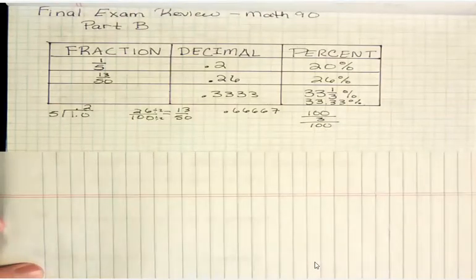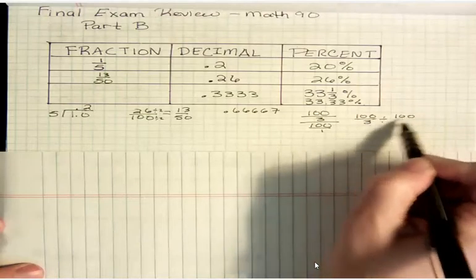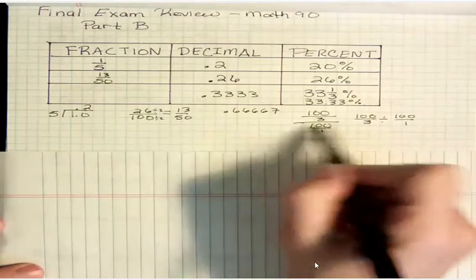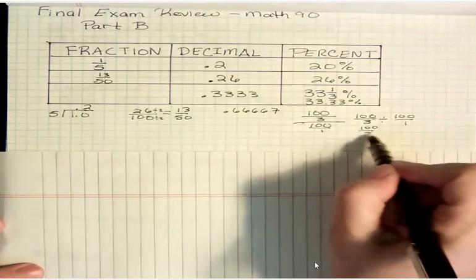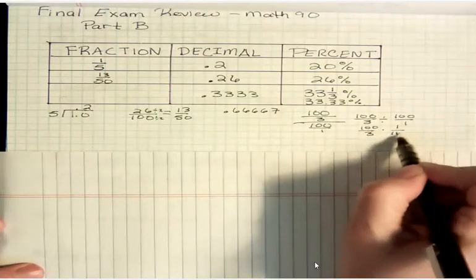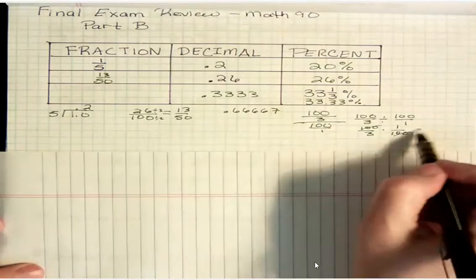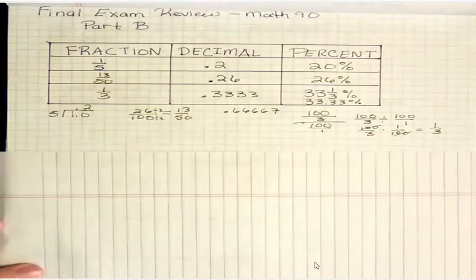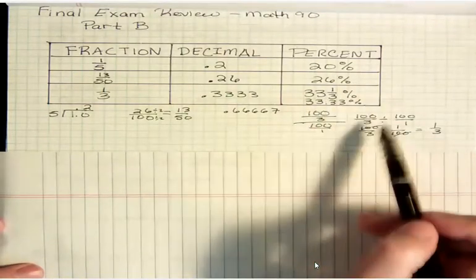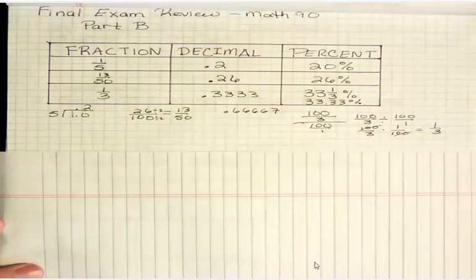So what I have is 100 over 3 divided by 100 over 1. That's what this large fraction bar means. And if I take that and change it into a multiplication problem, you can see that the 100s are going to cancel, which means that it's exactly 1/3 as a fraction. Those are the most complicated ones when you have these repeating fractions. Change them into improper fractions and divide by 100, and you'll get your solution that way.